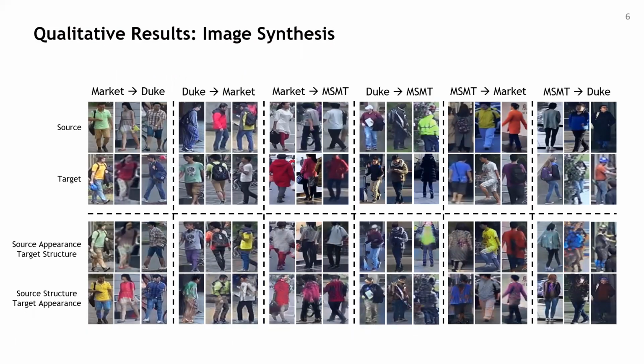Here, we show the generated images by swapping the appearance and structural codes across domains in all 6 settings. The first rows show original images from source and target domains. The third row shows the generated images with source appearance and target structural codes. The fourth row shows the synthetic images with source structure and target appearance codes. Although cross-domain image generation is a difficult problem, as you can see, DGNet++ can generate realistic images. This verifies the validity of disentangling, which helps more efficient domain adaptation.